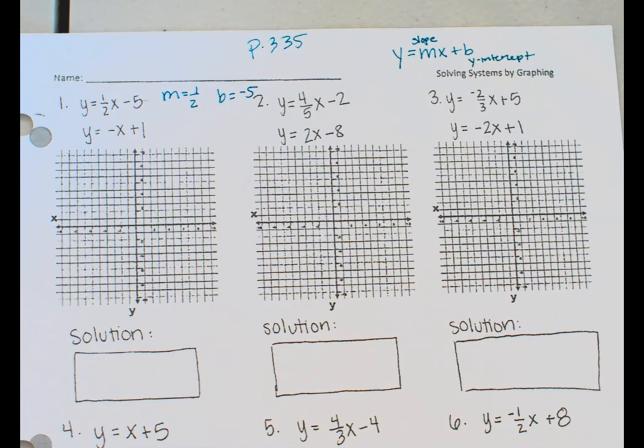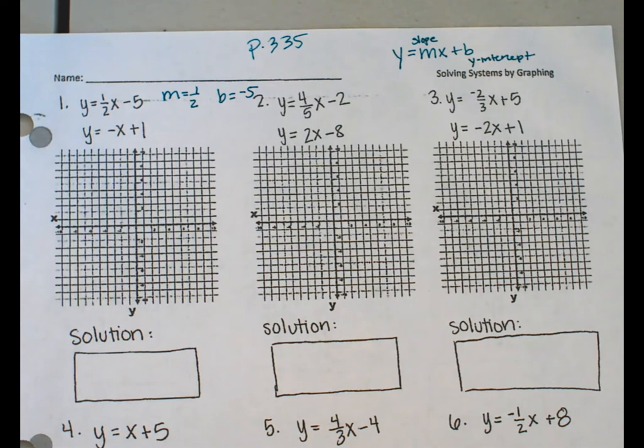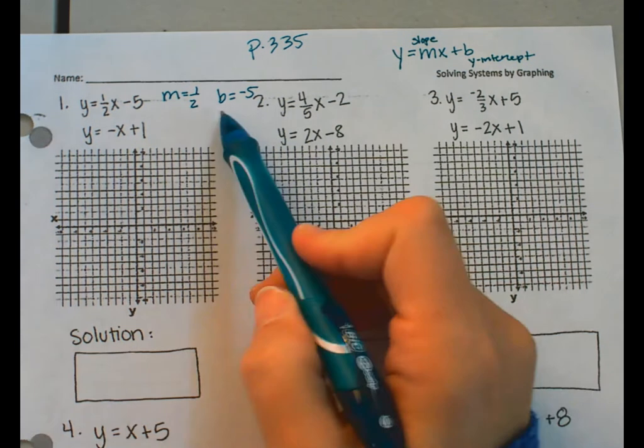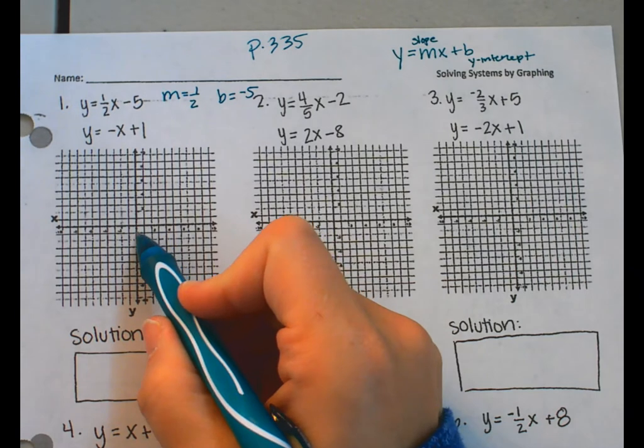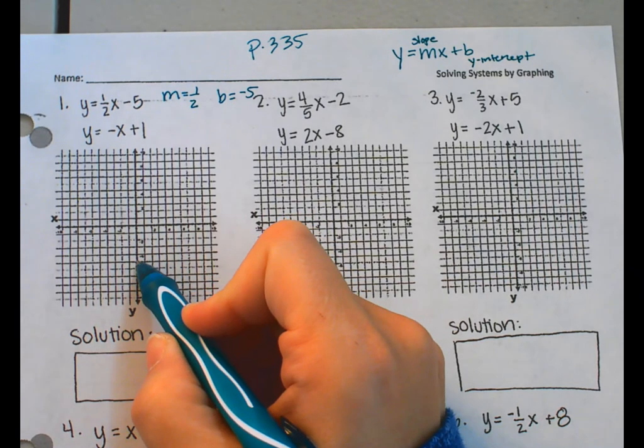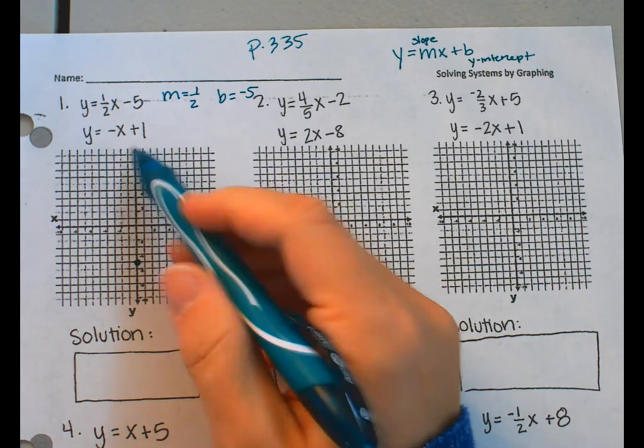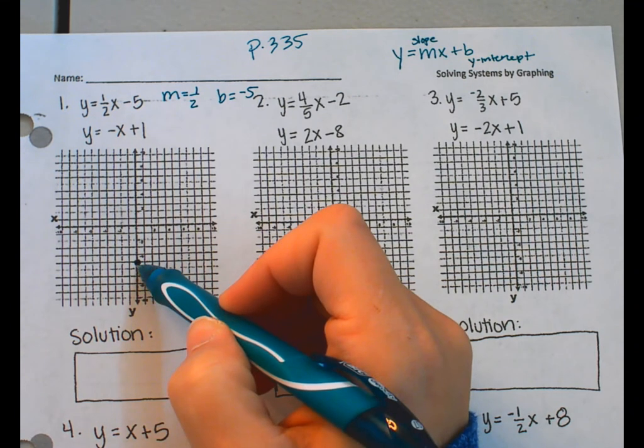So then remember, we always graph the b first. So I'm going to graph b first. So I'm going to go find -5 on my y-axis. Remember, it's always the y-intercept, so it goes on the straight up and down line. I found -5 right here.